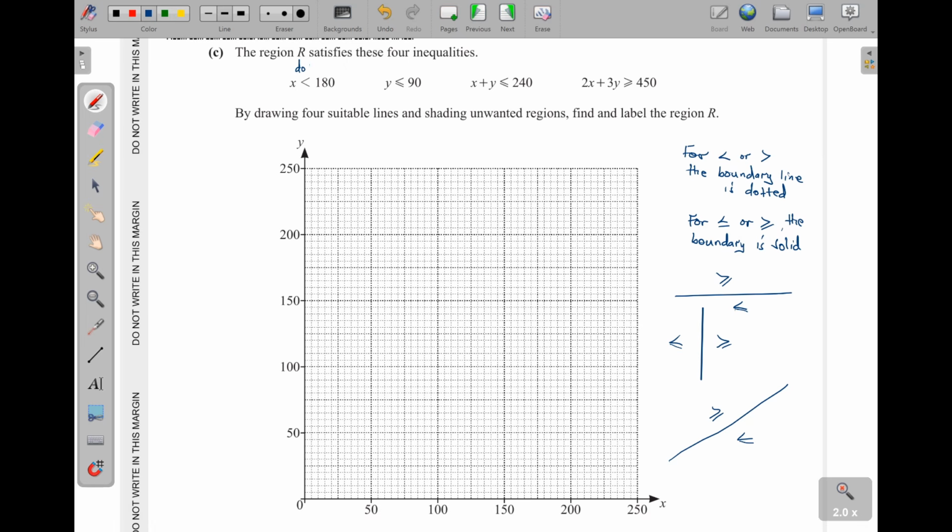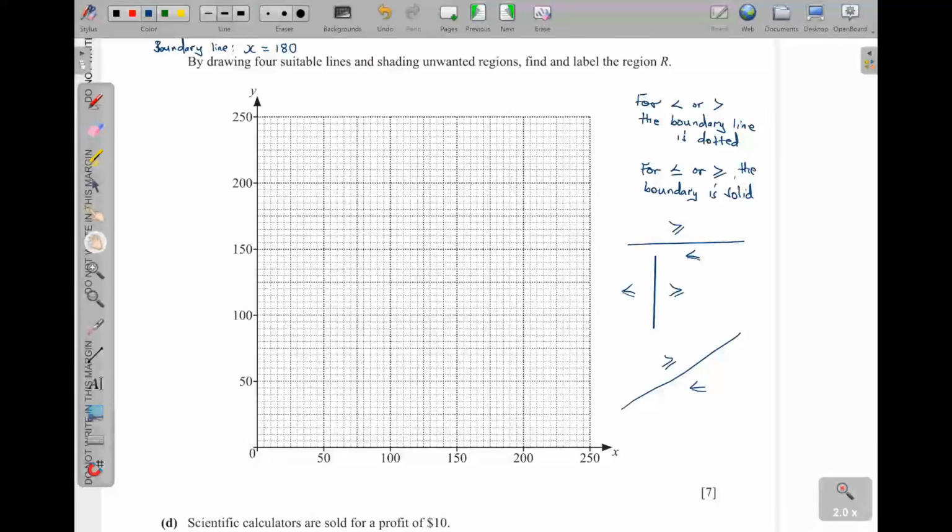Now for this one, x less than 180, this one will be dotted. You remove the inequality sign, you put equal signs to know what we call the boundary line. It is the line that separates the two regions. One is unwanted, the other one is wanted. So this is our boundary line. Now, let me write it here. Boundary. It's the boundary line. Now, we got x is equal to 180.